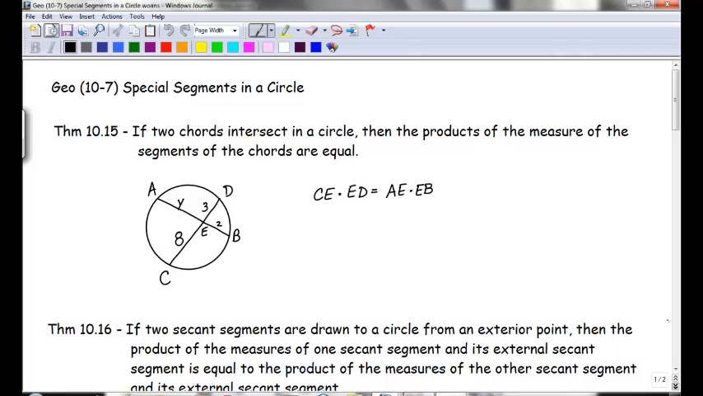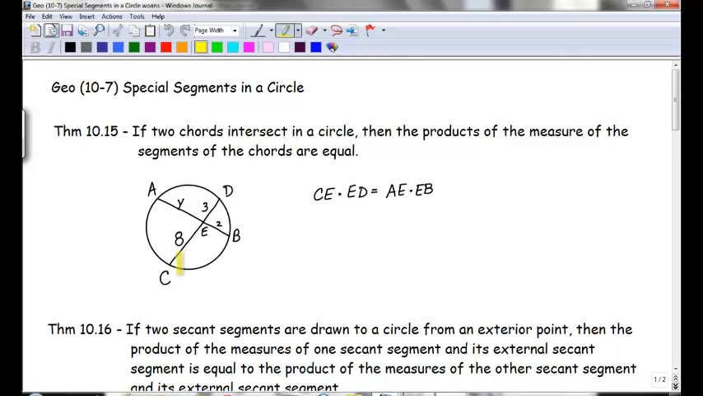Special segments in circles. Okay, we've already done some tangents and secants. This one, theorem 10.15, says if two chords intersect in a circle, then the products of the measures of the segments of the chord are equal. So look at this picture. Find CE right here.